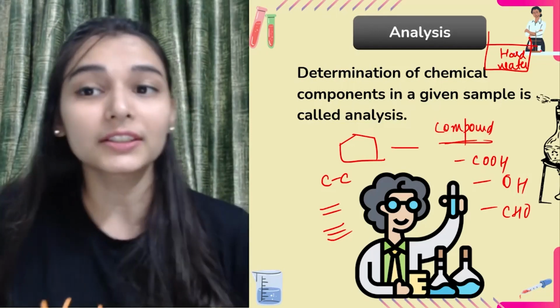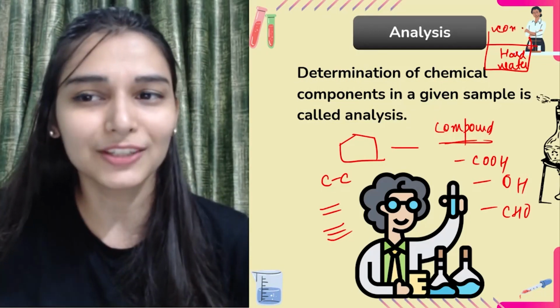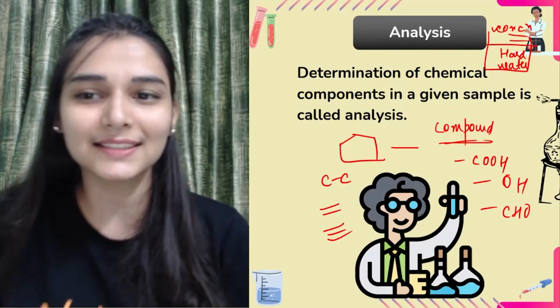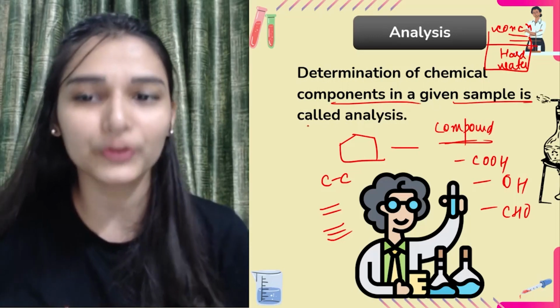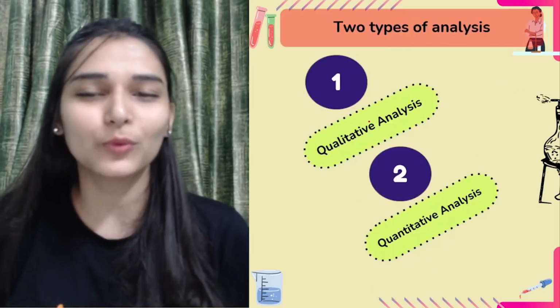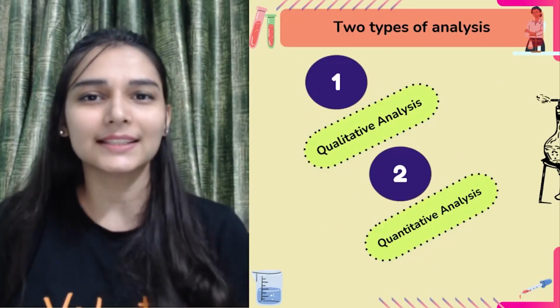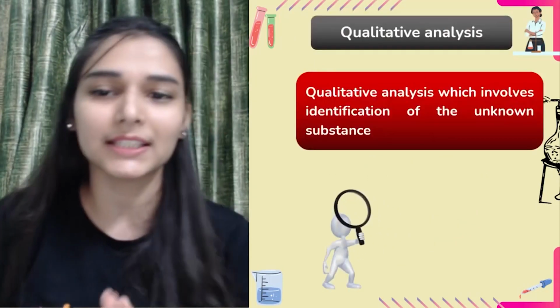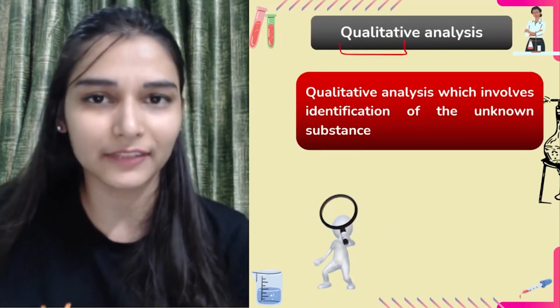Okay, what is the concentration of calcium and magnesium ions present in it? So that is also one sort of analysis. Determination of chemical components in the given sample is what we call analysis, and this analysis is of basic two types: qualitative analysis and quantitative.